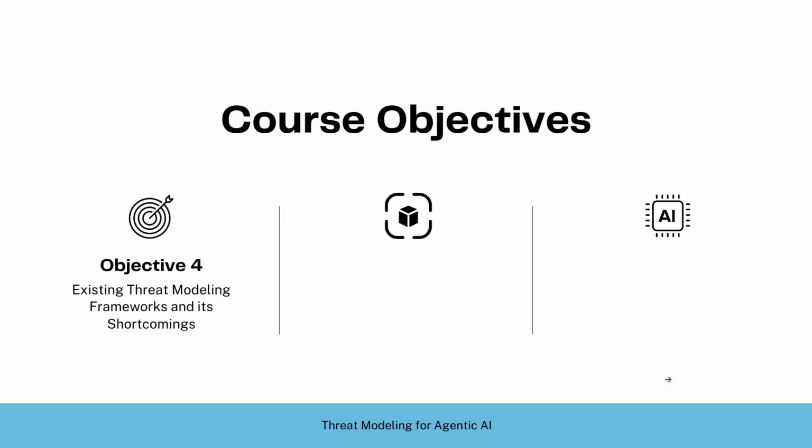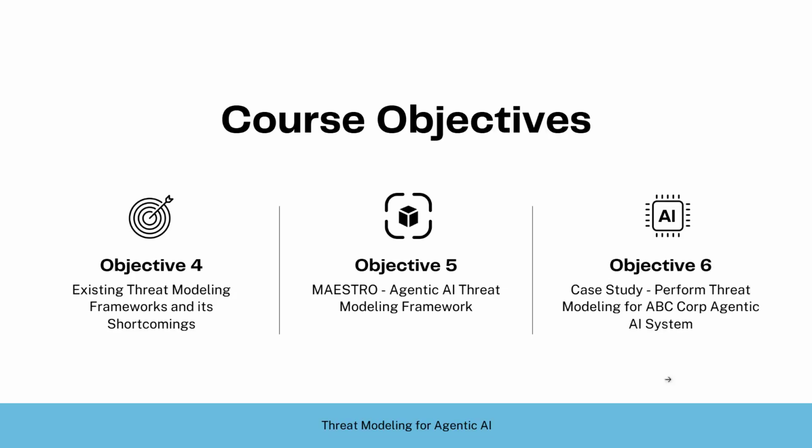Once we have established that understanding, we will start learning about MAESTRO. MAESTRO is an agentic AI threat modeling framework. It's an acronym. It overcomes the shortcomings that are present in the existing threat modeling frameworks. MAESTRO has a few principles laid out, and we will learn about these principles that help us to understand MAESTRO in detail. Once we are familiar with this MAESTRO framework, we will use that framework to perform threat modeling for an agentic AI system.